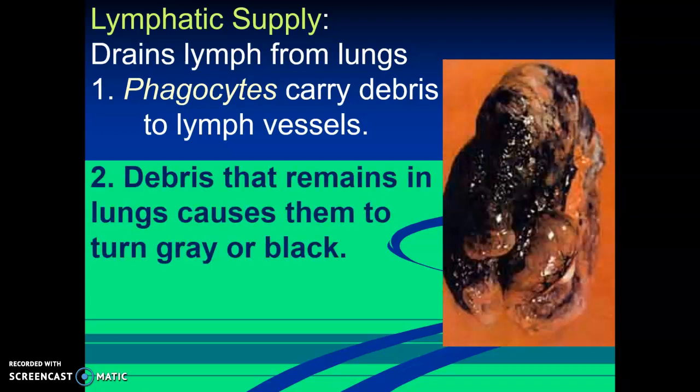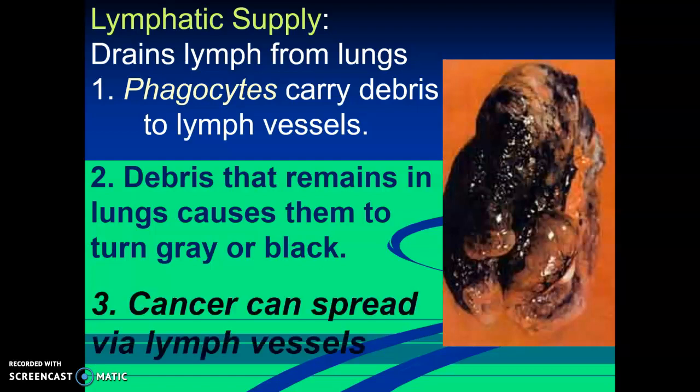Debris that remains in the lung that can't be taken out by these cells, because you get too much of it, causes the lung to turn gray or black. Here we have a smoker's lung, honest to goodness, true smoker's lung. People who lived in the city compared to people who didn't have little black specks through the lung from breathing all the pollution of the city, but not as bad as this smoker's lung.